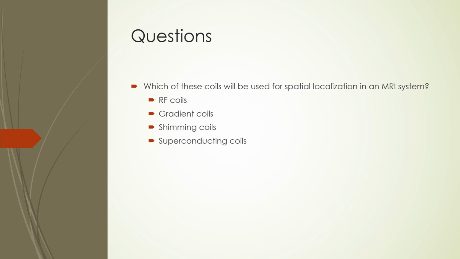Next question. Which of these coils will be used for spatial localization in an MRI system? Your choices are: first choice, RF coils; second choice, gradient coils; third choice, Shimming coils; fourth choice, superconducting coils. The correct choice is gradient coils.